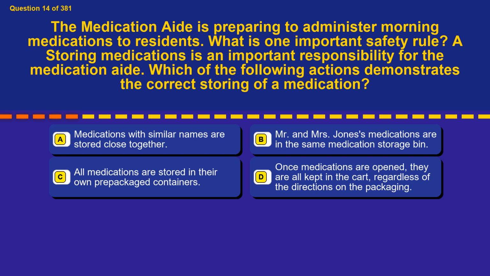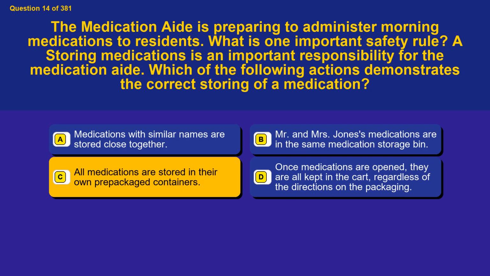Question 14. The medication aide is preparing to administer morning medications to residents. What is one important safety rule? Storing medications is an important responsibility for the medication aide. Which of the following actions demonstrates the correct storing of a medication? Option A. Medications with similar names are stored close together. Option B. Mr. and Mrs. Jones's medications are in the same medication storage bin. Option C. All medications are stored in their own prepackaged containers. Option D. Once medications are opened, they are all kept in the cart, regardless of the directions on the packaging.